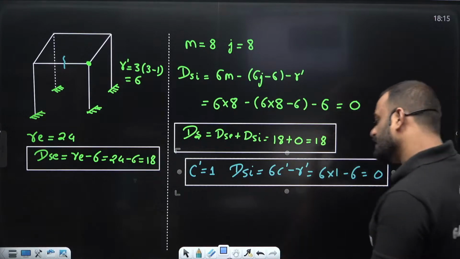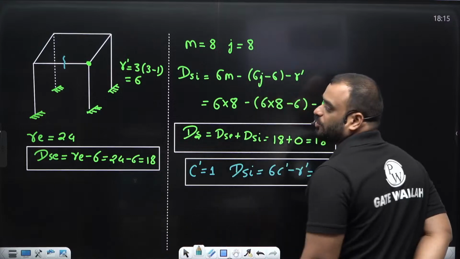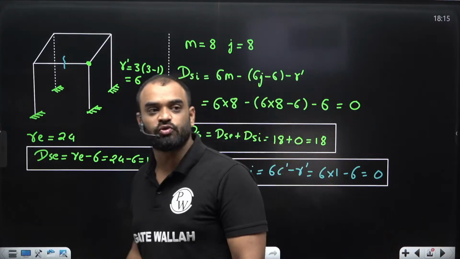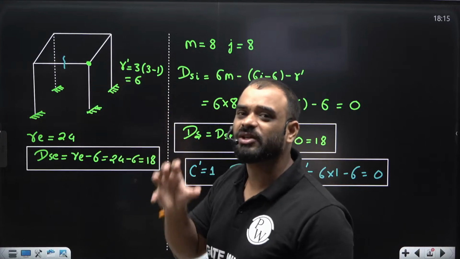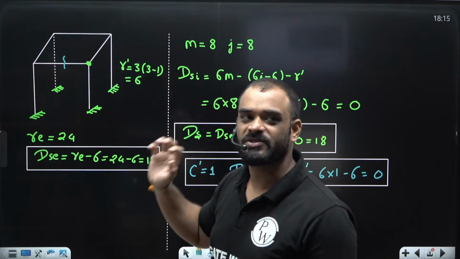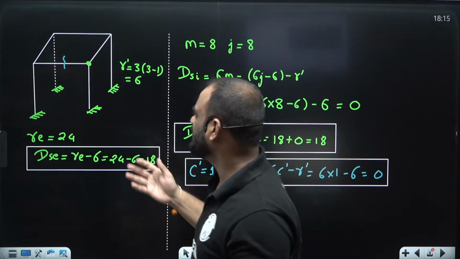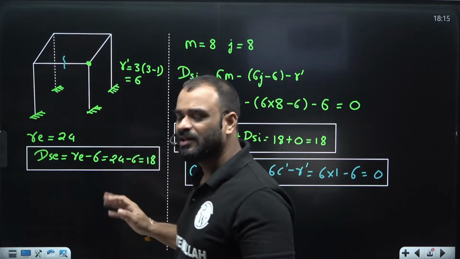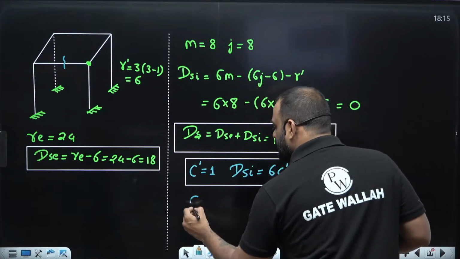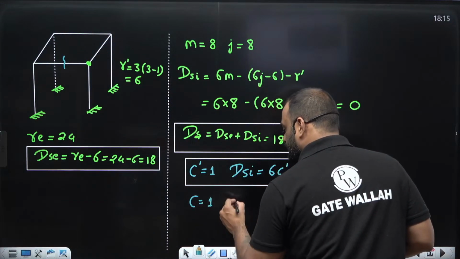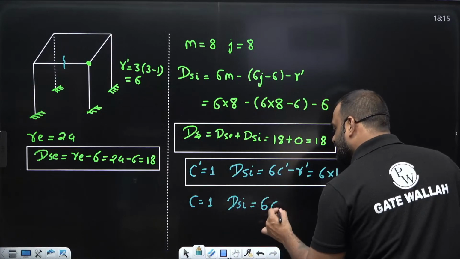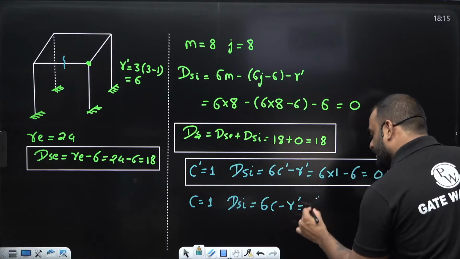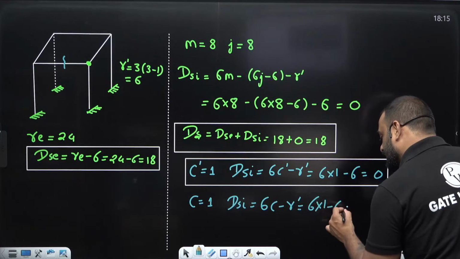Now, if I want to find the DSI value by using the closed loop concept, how can we do it? You just need to count the total number of closed loops in this structure. You can count it very easily. Only a single loop is there, so C is equal to 1. Then DSI is equal to 6C minus R dash, so 6 into 1 minus 6 is equal to 0.